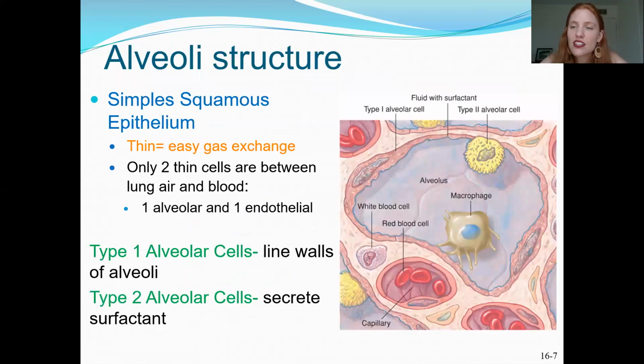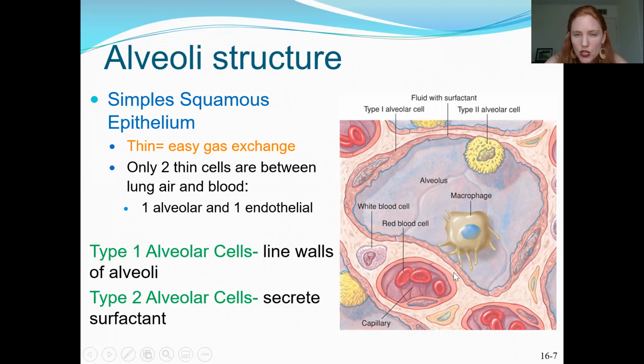The second thing that you need to know about the alveoli is that they're lined with simple squamous epithelium. In fact, we've seen this already. Simple squamous epithelium. Squamous is flat. Simple means one. So one single layer of very flat cells. That makes it very, very thin, so it's very easy to get the oxygen into the blood.